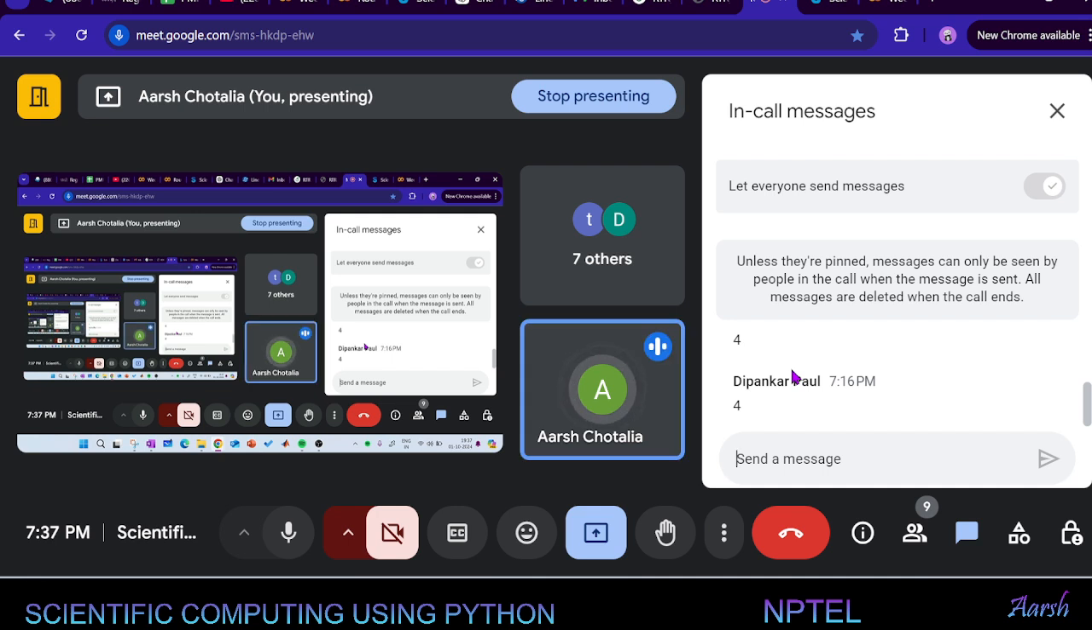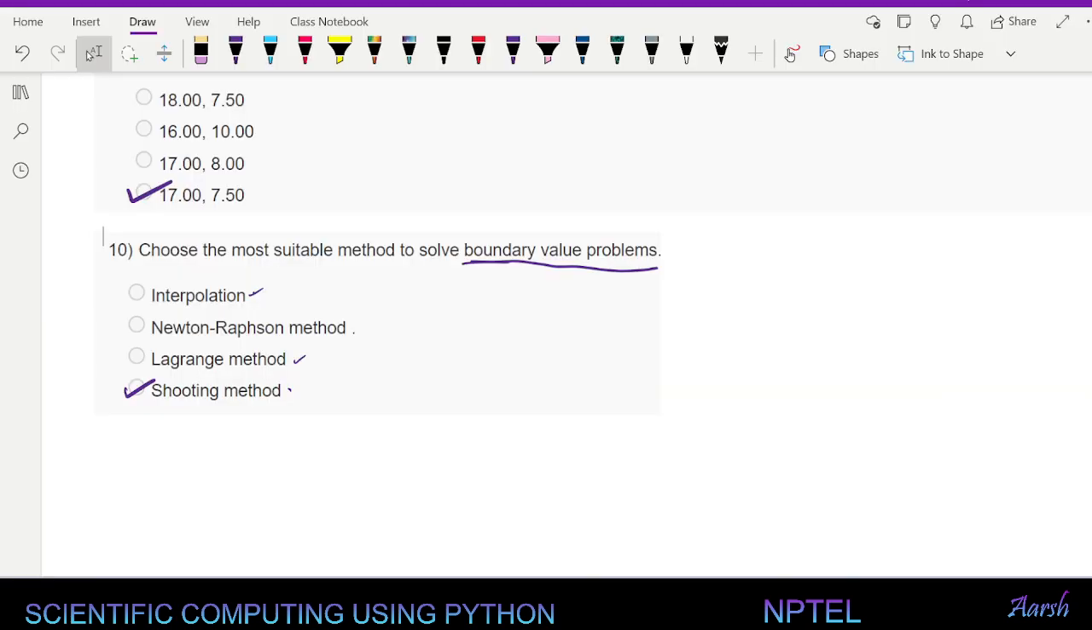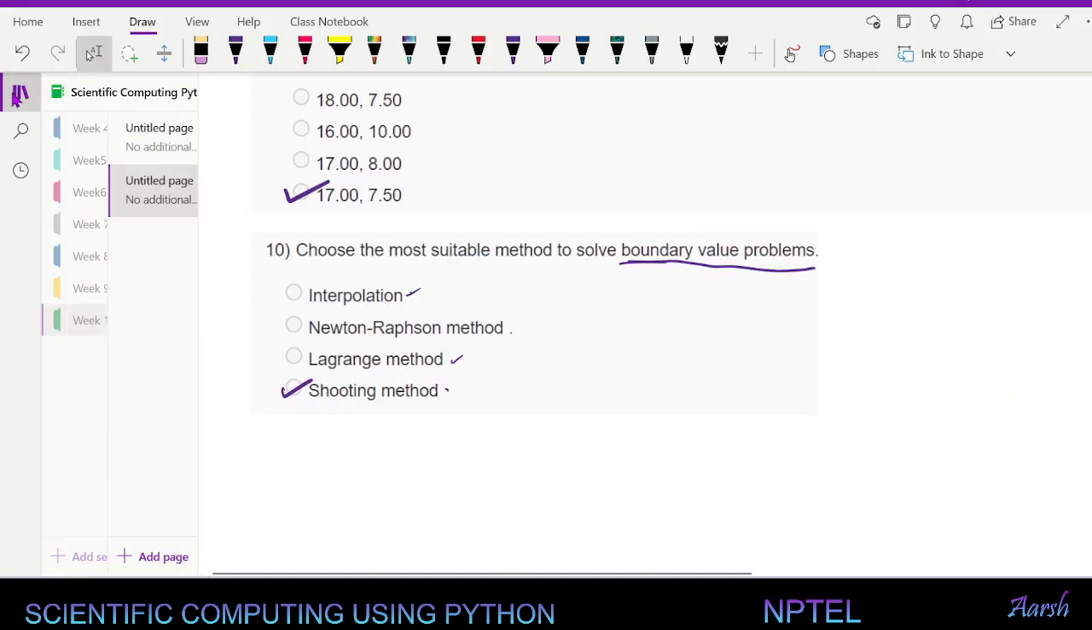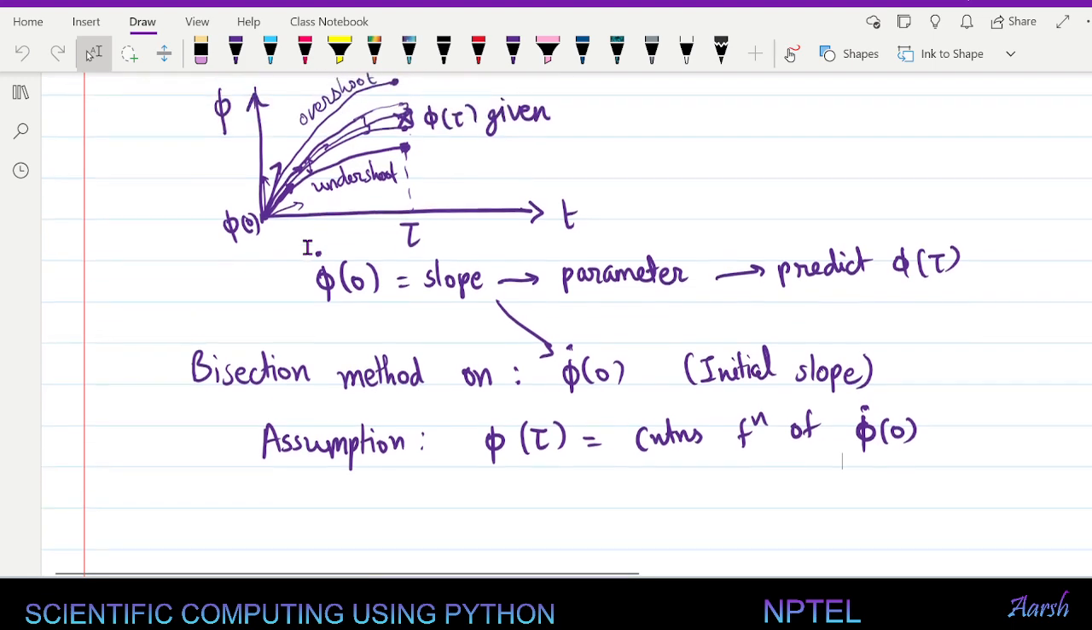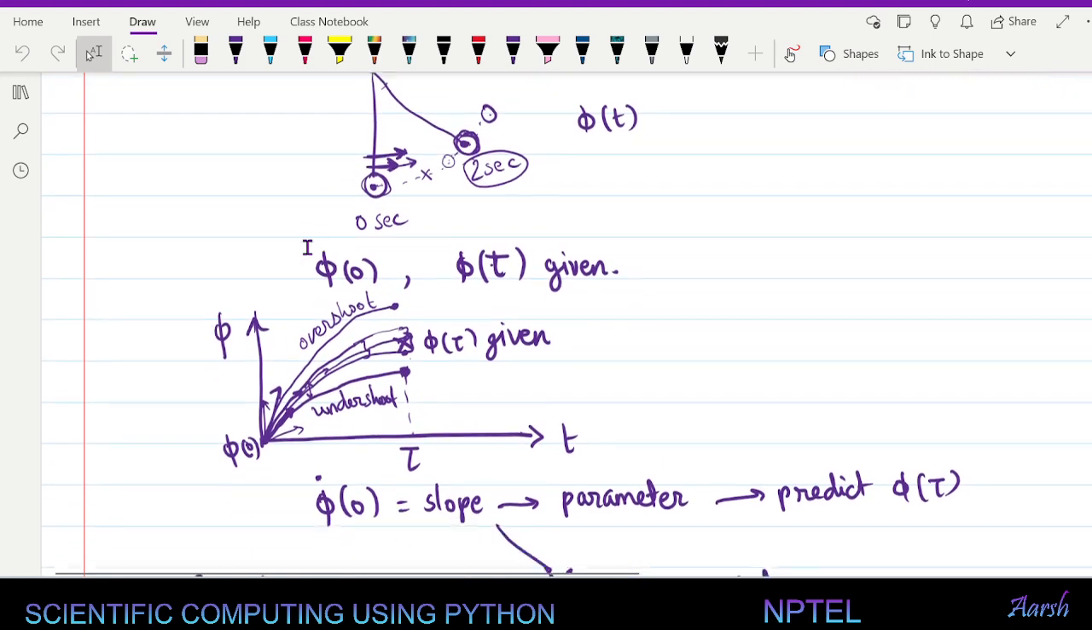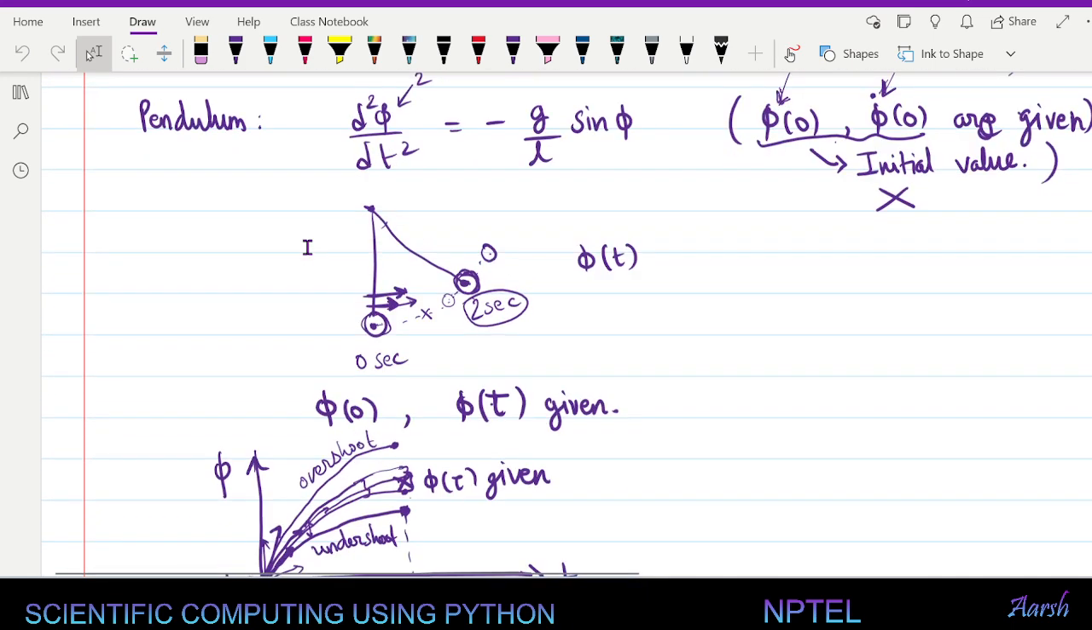No, I haven't actually done the shooting method. That's what you are saying, right? I haven't written the code for that because there was no issue. Not code, you were explaining the shooting method. Yeah, that I have. Probably you were aware of that one. Okay, let me just quickly explain.